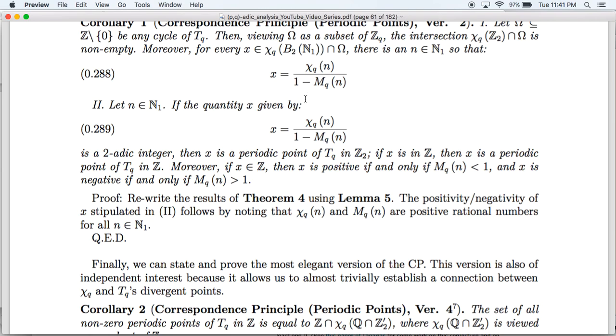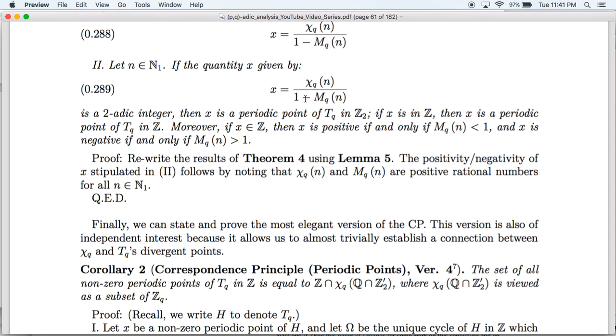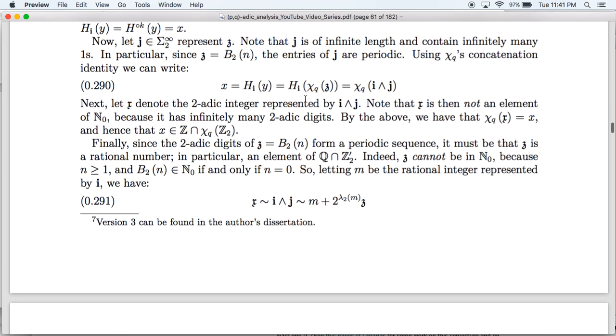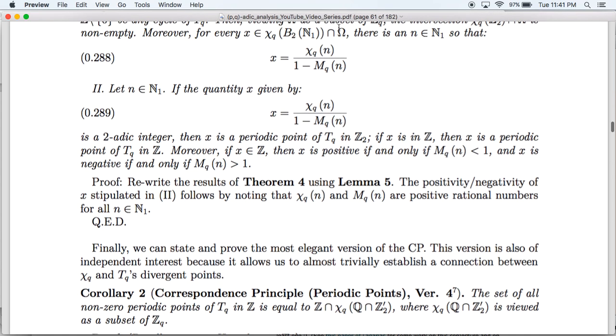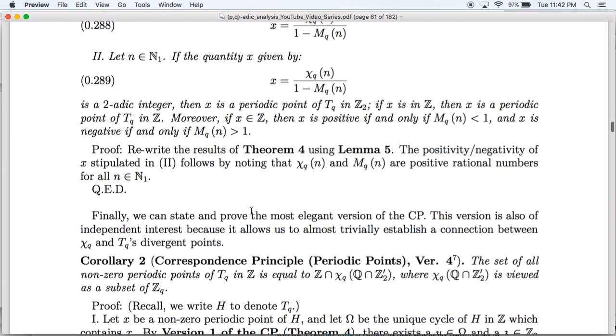So, now we can finally state and prove the most elegant version of the correspondence principle. This version is also of independent interest because it's this version that's going to give us the divergent points correspondence principle as well. So, version 4. Version 3 is the explicit, awful, write-this-out messiness version. It can be confined to my dissertation. Version 4 is the following.